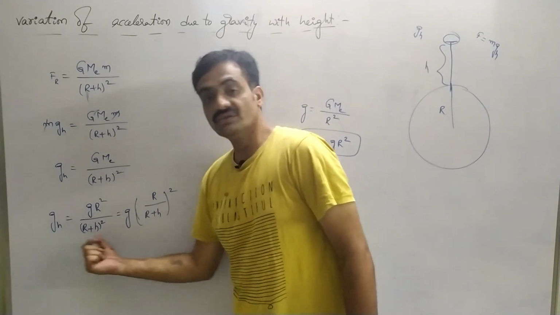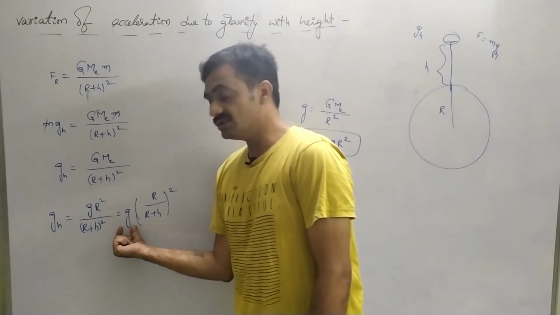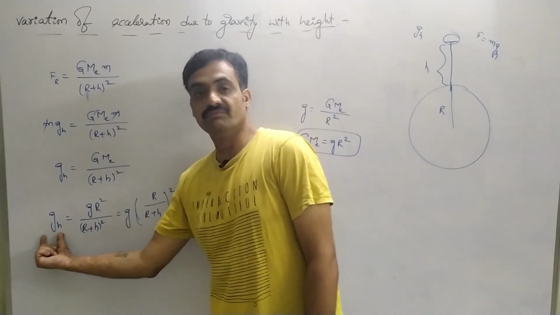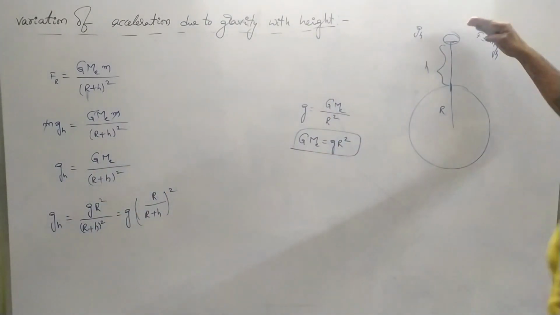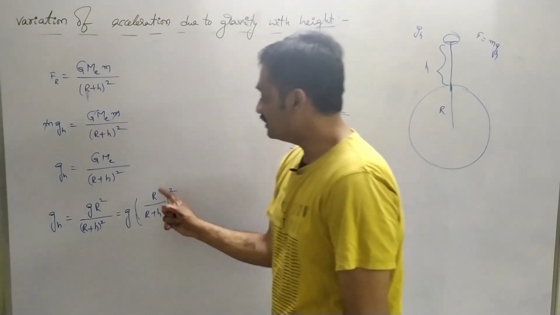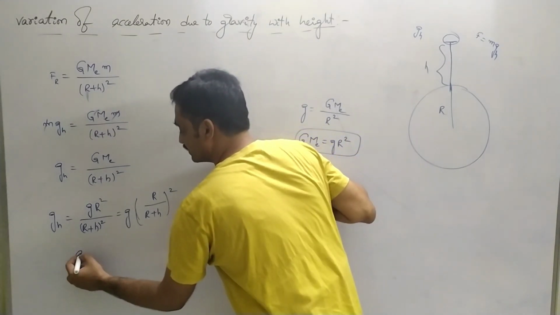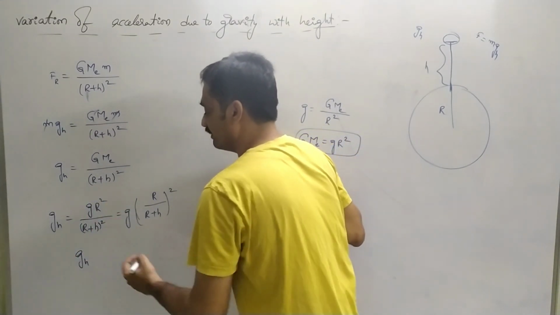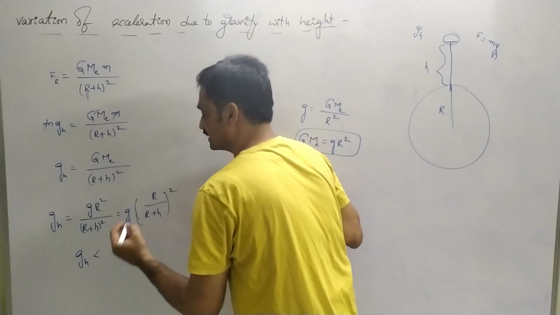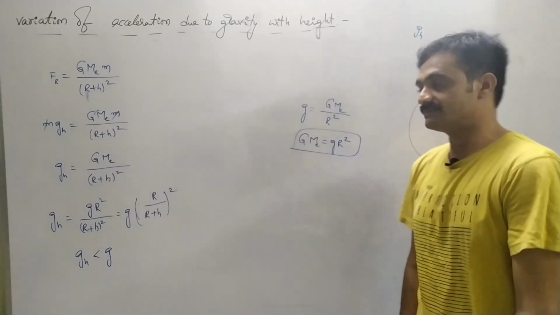Based on this expression, we can say that on the surface of the earth, acceleration due to gravity will be more as compared to acceleration due to gravity at height h, because g_h is given as g into [r by (r + h)] squared. Based on that, we can say acceleration due to gravity at height h will be less than acceleration due to gravity on the surface of the earth.